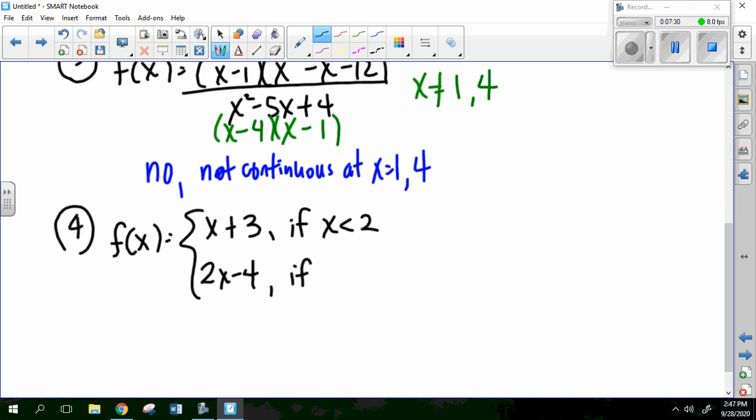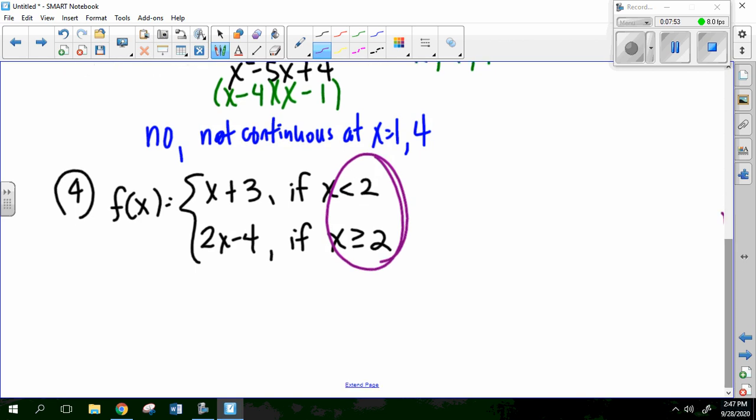And if you have a piecewise, the only place that you need to be worried that it might not be continuous is where that piecewise changes. So we actually have to check to see if it's continuous at x equals 2. This is where you actually need to go through and physically, literally check those 3 conditions. And we're checking it at 2.